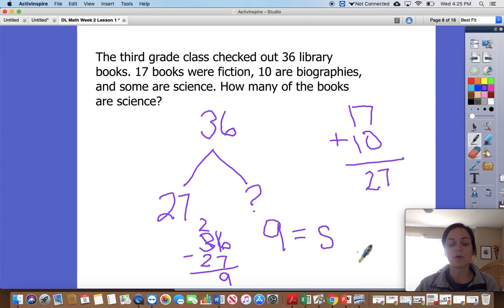Okay? A way you could check your answer is add them all together. 9 science books plus 10 biography books plus 17 fiction books will give you 36 books in all. If you do add those 3 numbers together and you didn't get 36, then you know you did something wrong and you'd have to go back and try it again.